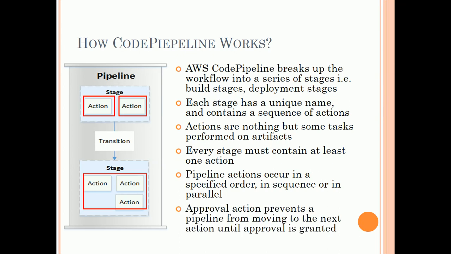Now, another type of action is an approval action. An approval action prevents a pipeline from moving to the next action until the approval is granted. So we can use an approval action when we want the pipeline to continue only after a successful code review.